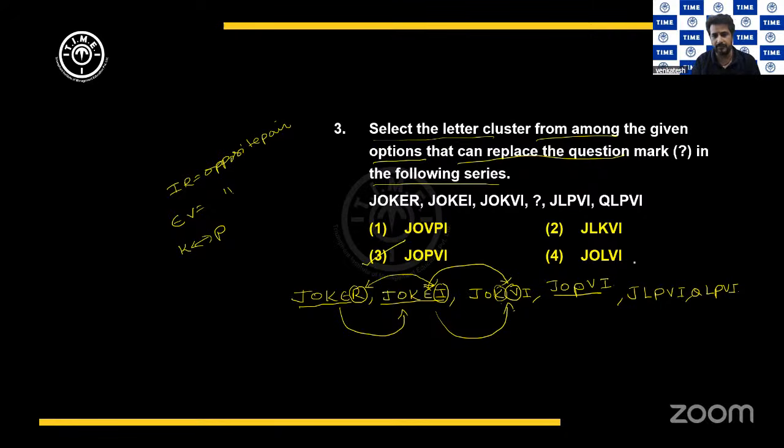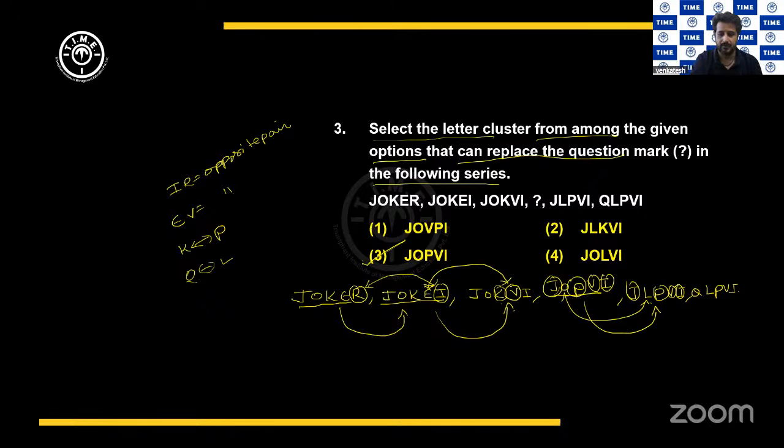Now if you want to verify it, you can verify from the third cluster to the fourth cluster. Everything remains the same: J, P, V, I remain the same. Now what is happening? O is replaced by L, the opposite pair. So each time letters are getting replaced by opposite letters. So choice 3 is your answer.